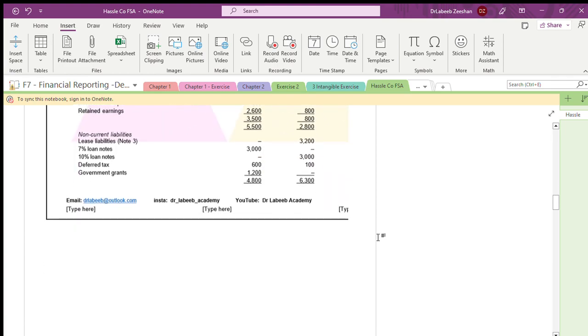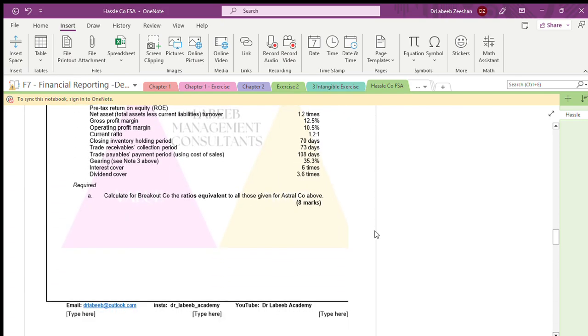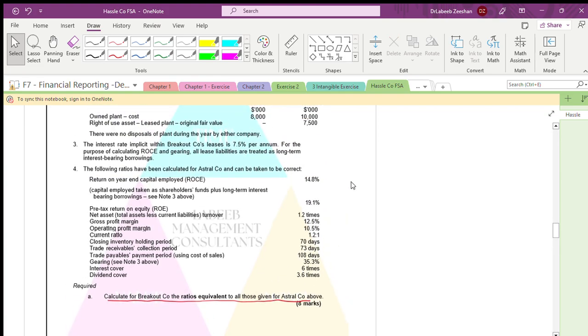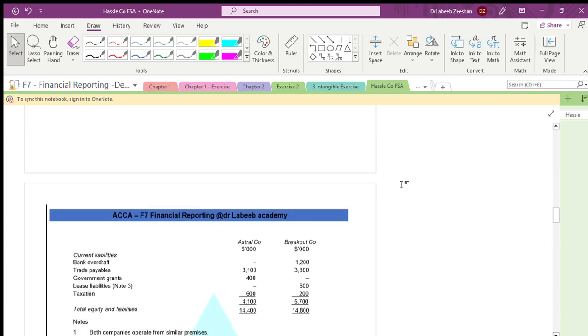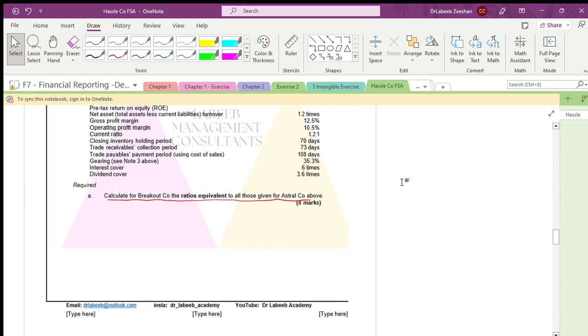You have to know what is the question they are asking. Any subject, any paper in ACCA, first make sure that in the reading time you focus on this only. Okay, they are asking us what? They are asking you to calculate the relevant ratios relevant to those given above for Astral. Means they have given the ratios for Astral. They have given two companies. Which are the two companies? They have given the two companies, Astral and Breakout.